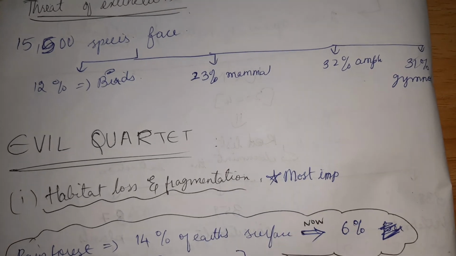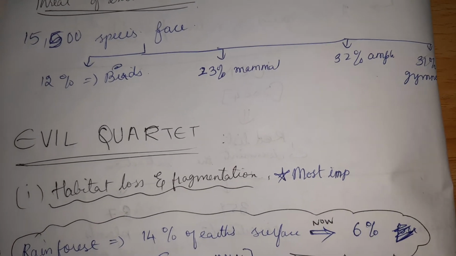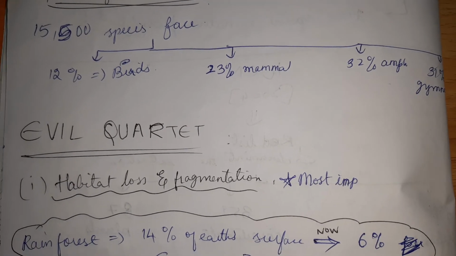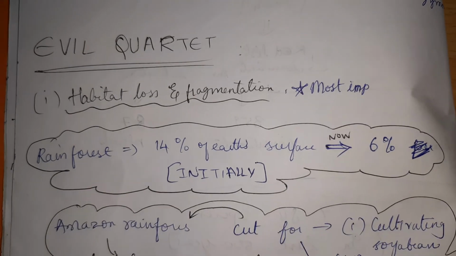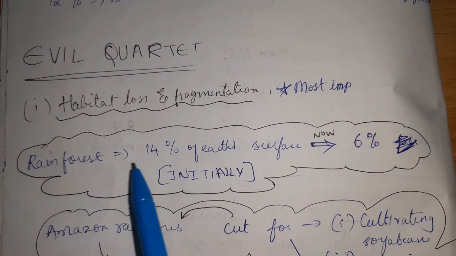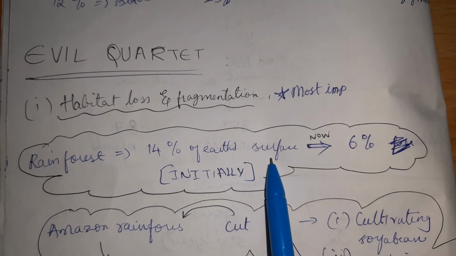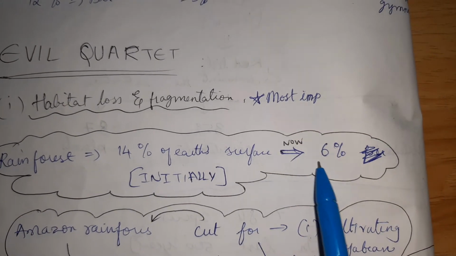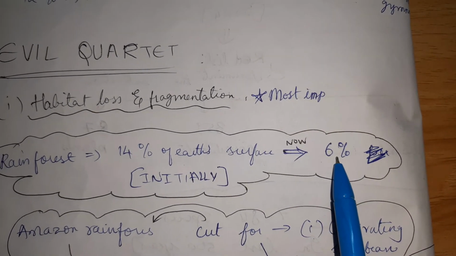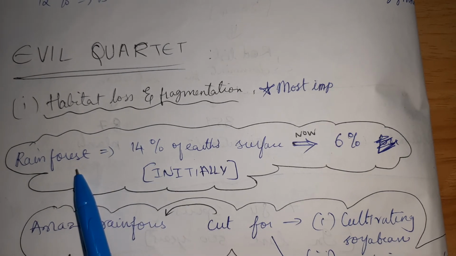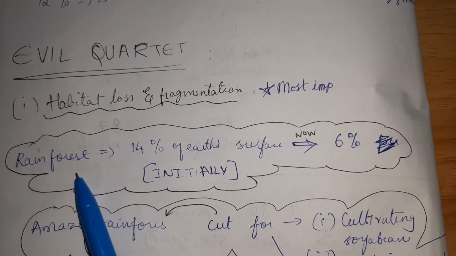Then we have the most important evil quartet, the four main reasons of animals getting extinct. The first one is habitat loss and fragmentation. The examples are also important. In the rainforest, 14% of earth's surface was initially present. Now it has been depleted to 6%, which means there was habitat loss. The rainforests were cut, deforestation occurred, and many animals also got extinct due to loss of habitat.